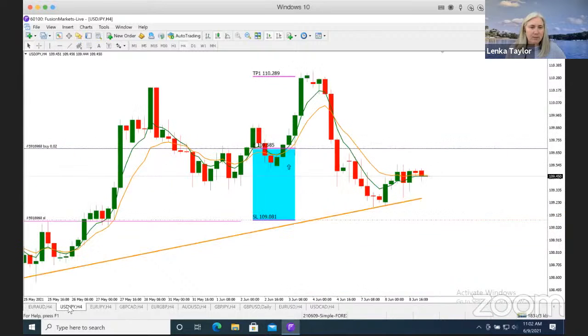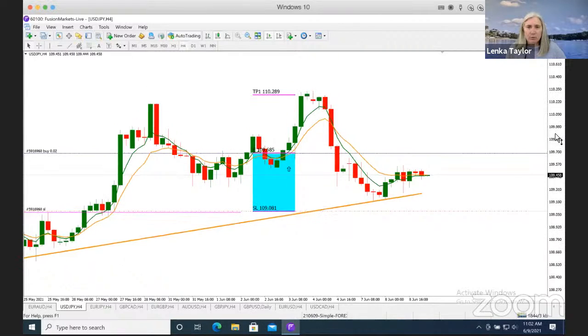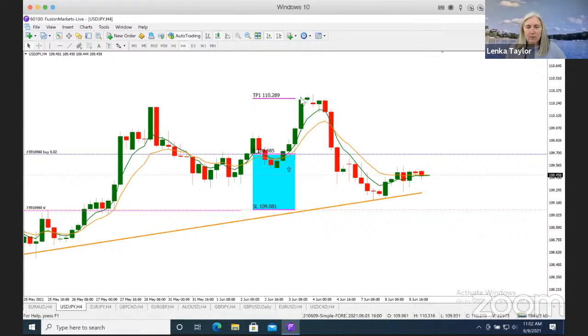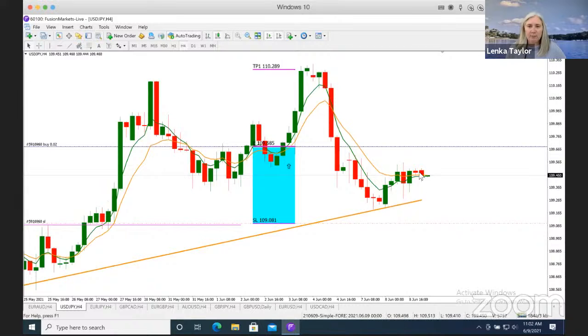The next currency pair I'm looking at is USD JPY. I entered that last week, so you might have also entered at that time if you're following along. Got up to TP1. I took a bit of profit at that time, so I'm still in at a lower risk now, and still holding that position and looking for long on that.